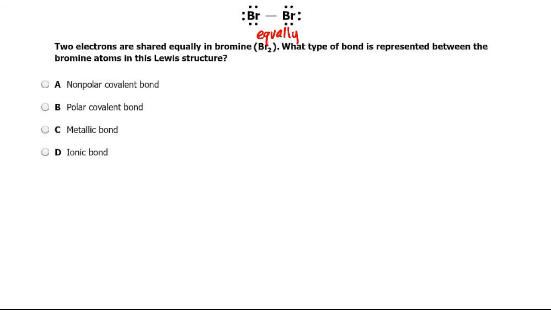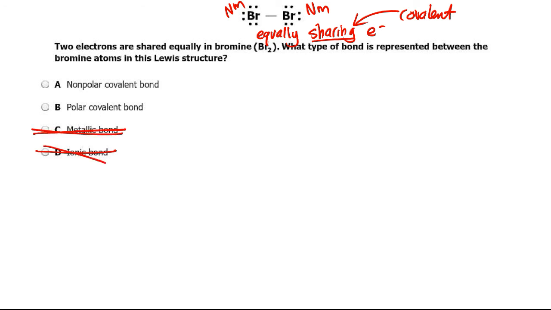They're actually equally sharing electrons. The word sharing means that it's a covalent bond, because they're both nonmetals. Non-metal, non-metal. So we can cross out ionic. They're clearly not metals either. Silly answers. But now we have to think about, well, we know it's covalent. Is it polar covalent or non-polar covalent?